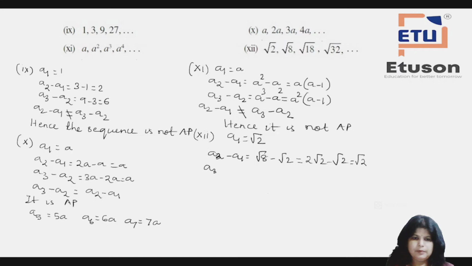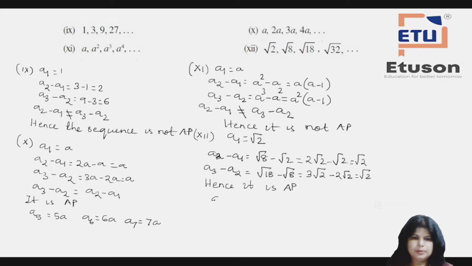Right. Similarly, find A3 minus A2, that is root 18 minus root 8. Root 18 can be written as, 18 is 9 into 2, correct? So you can write it down like 3 root 2 minus root 8 is 2 root 2. So again it is root 2, correct? Hence there exists a common difference, so it is AP, correct?